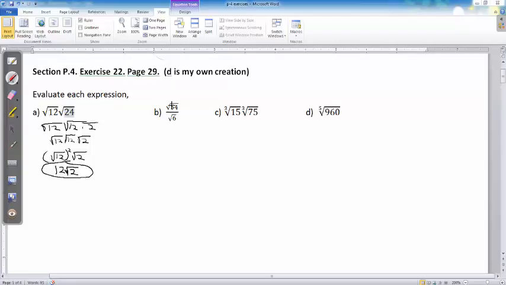This one, square root of 54 over square root 6, we can take advantage that we know if you have the same root, same kind of root on top and bottom, which we do, it's a square root, you can actually rewrite that as a single root.